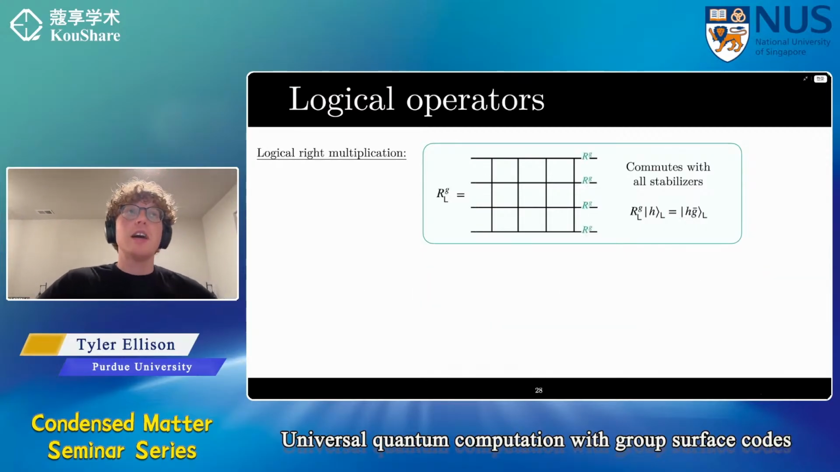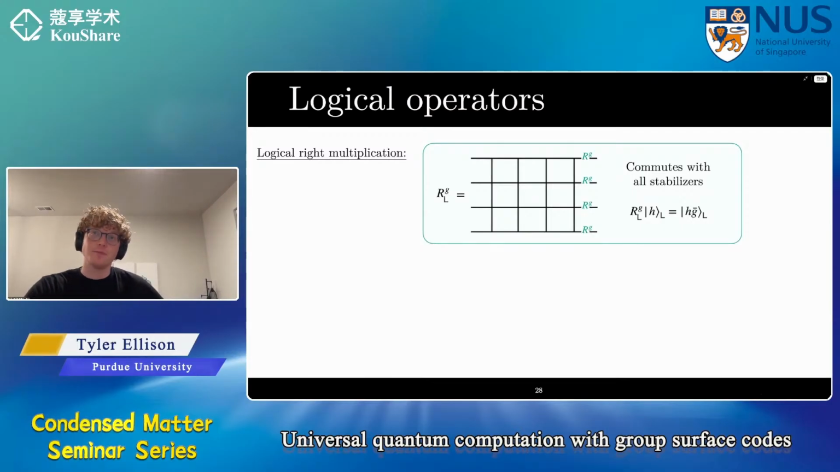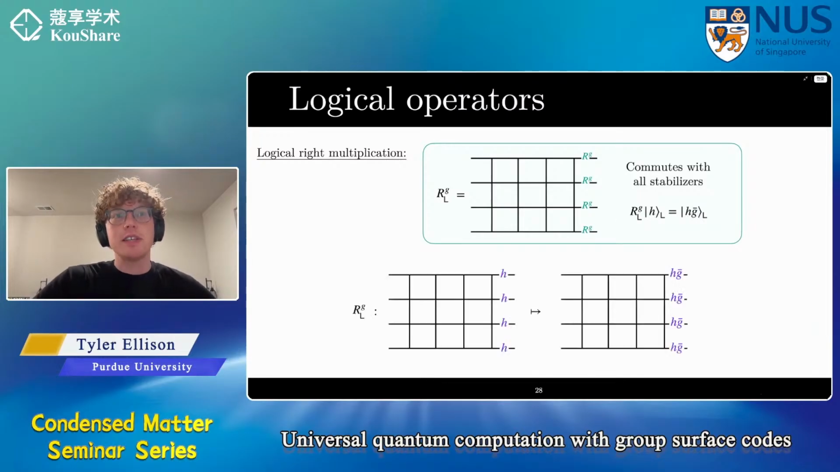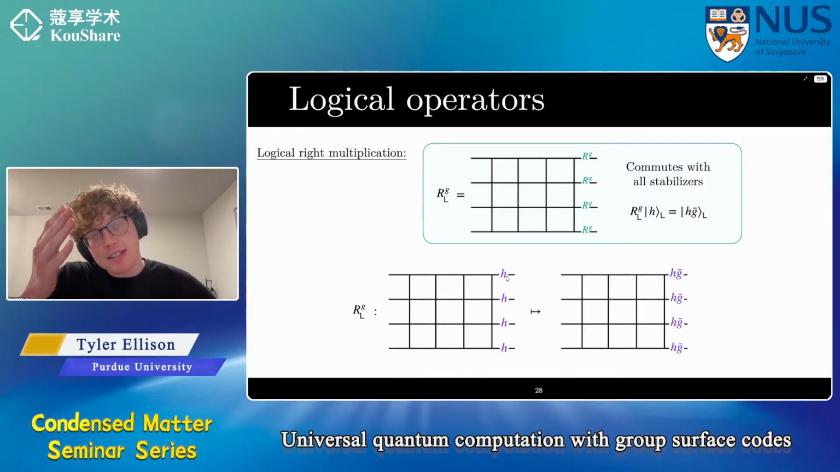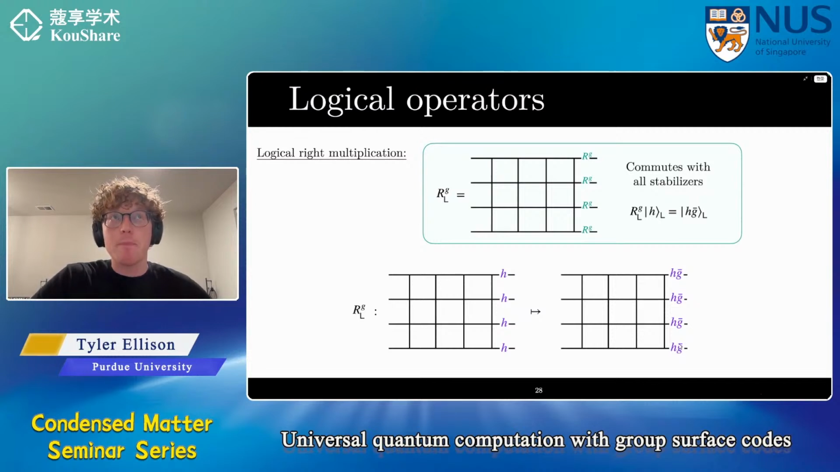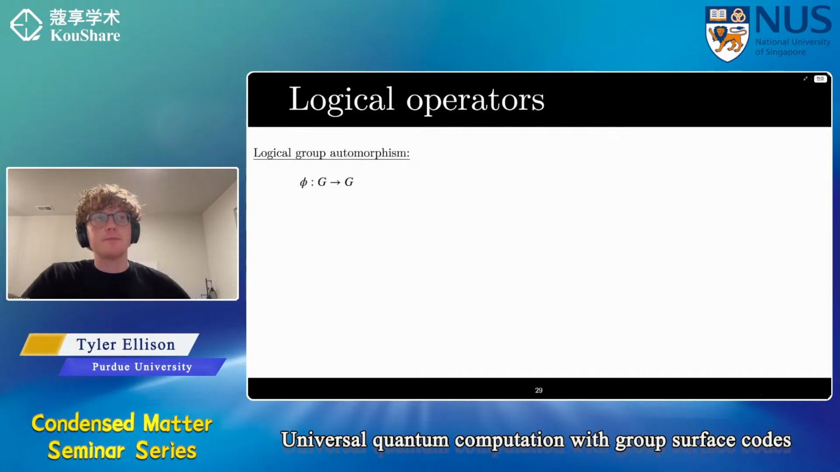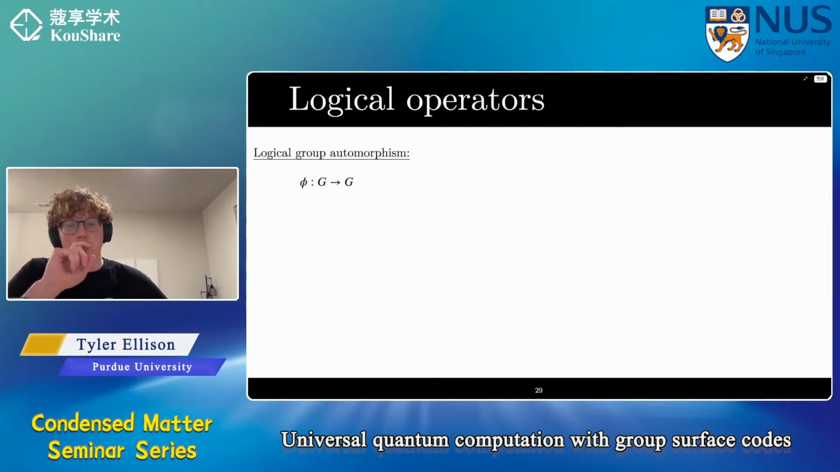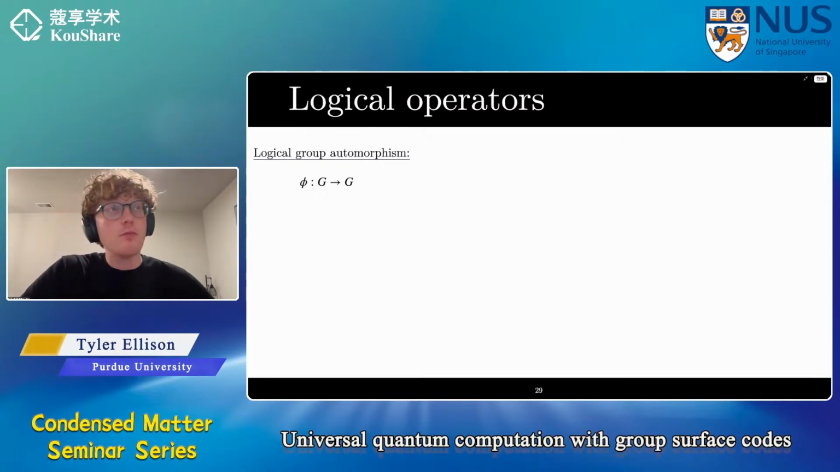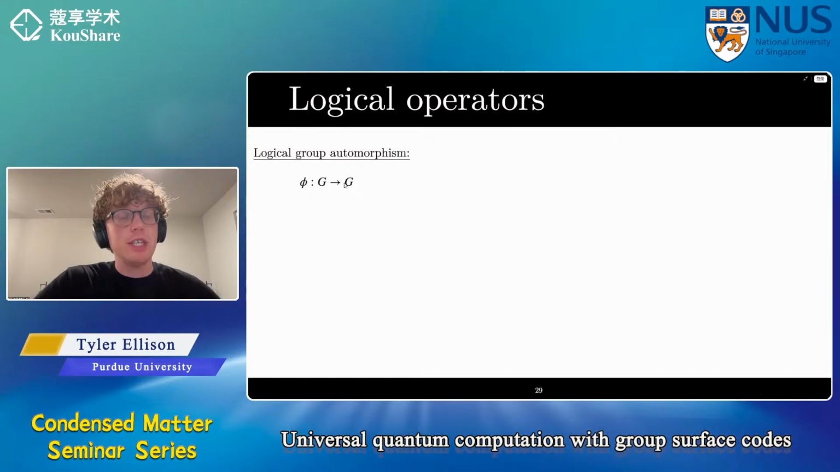Similarly, we can define a logical right multiplication just by acting with the right action by G on all the edges on the right. Acting on a state labeled by H, it takes us to H G bar. So explicitly in terms of a gauge fixed state, a representative state, we take the configuration that has H on the rightmost edges, we just insert G bar.